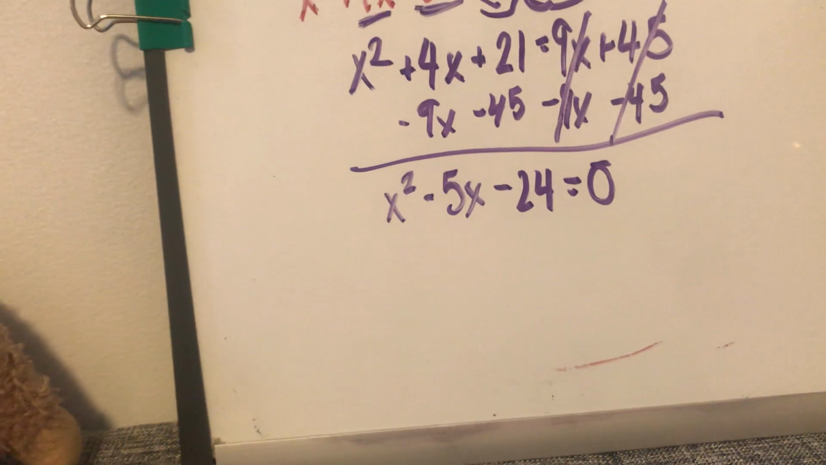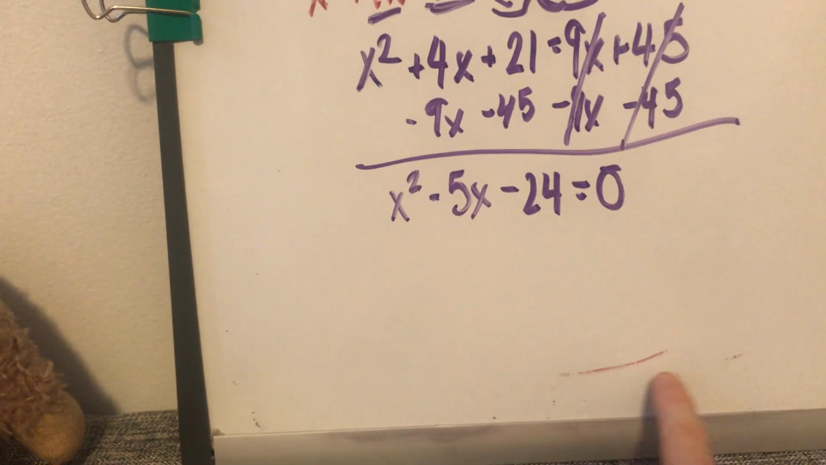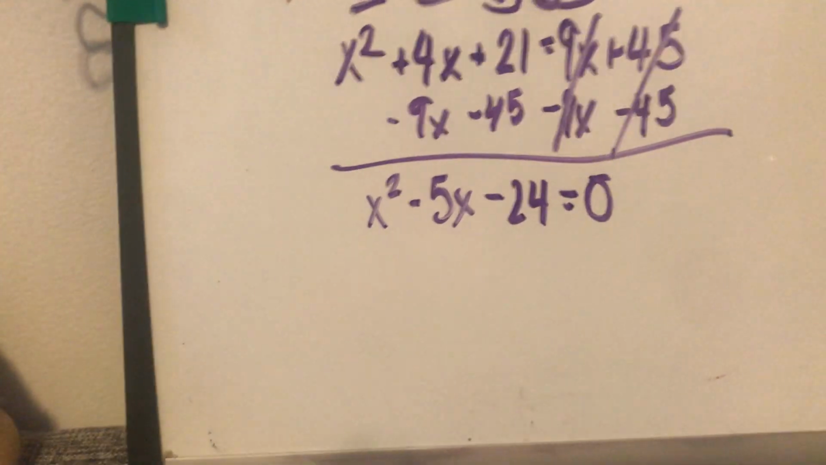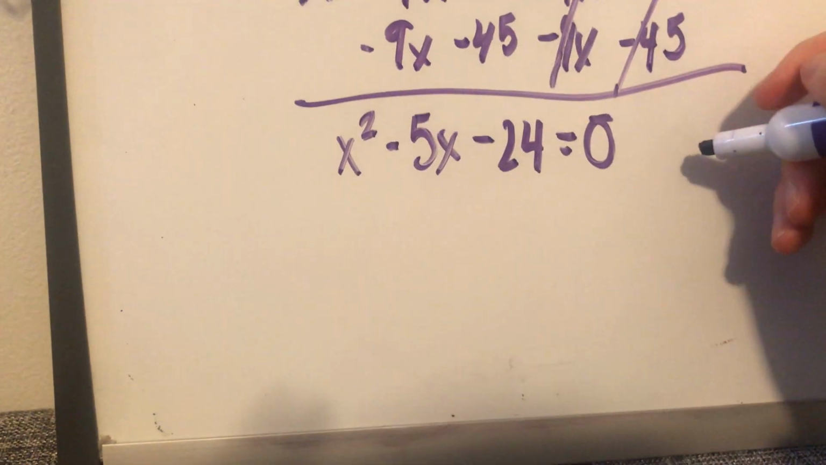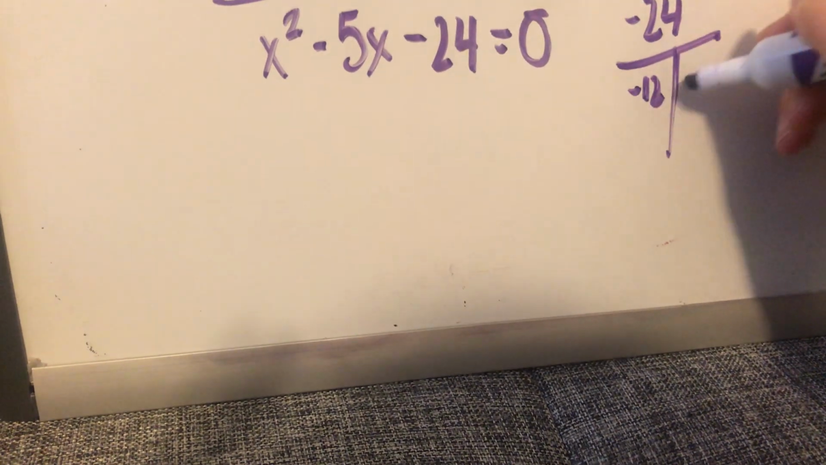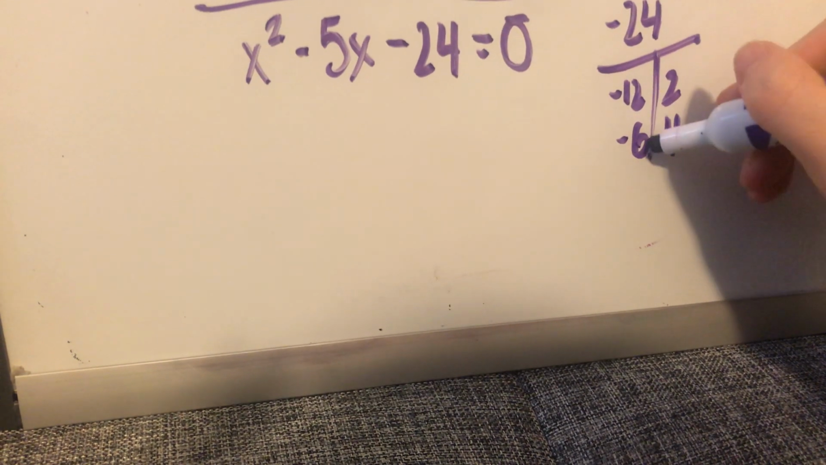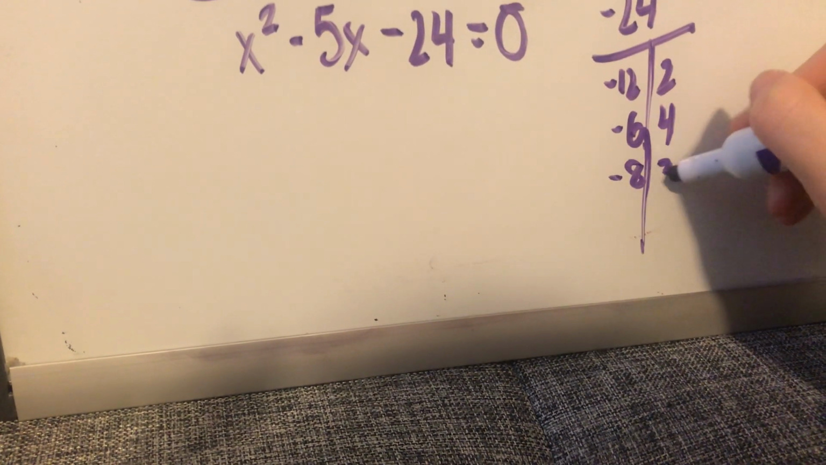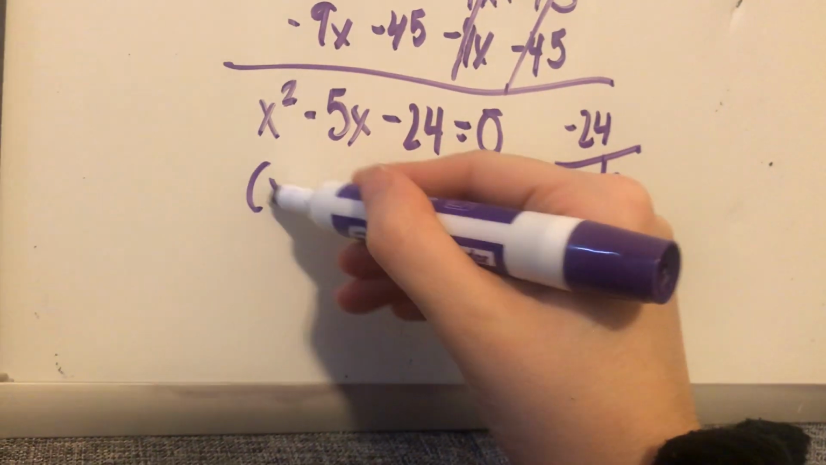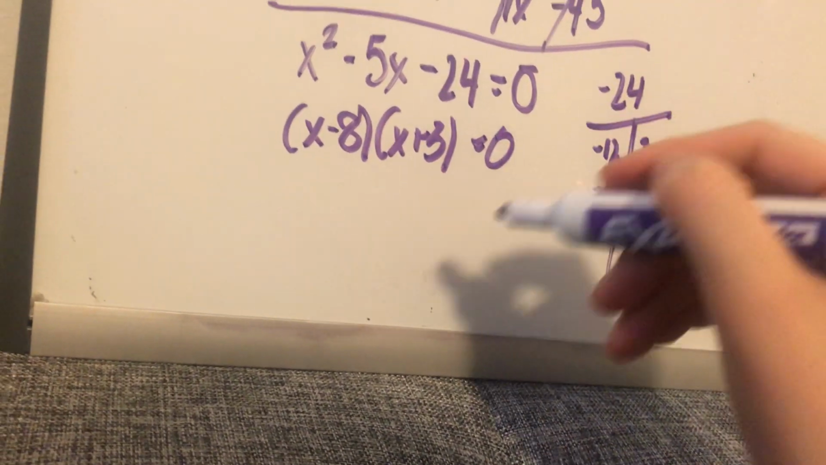And now you're up to, okay, I want to solve for x. I know since this is a quadratic function here, I must be factoring that. Yes, you must absolutely use ABC method. So my factors of negative 24 will be negative 12 and 2. It will also be negative 6 and 4. It will also be negative 8 and 3. And we found our pair there. So I have x minus 8, x plus 3 equals 0.